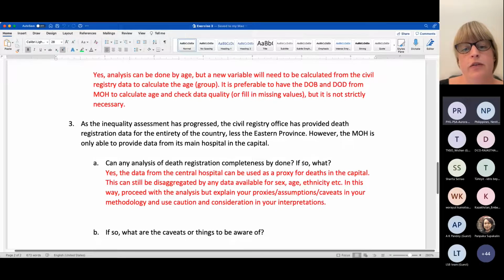Let's say that we do use our civil registry data for the capital city, registered deaths in the capital. And then we use our Ministry of Health data for recorded deaths in that central hospital. And we're going forward with a proxy. Let's assume that most deaths, say if you die at home or in the community, the body has to come, or you have to get documentation through that hospital. So there are records. What are some of the caveats we might have if we do this proxy? What are some things we might need to consider?